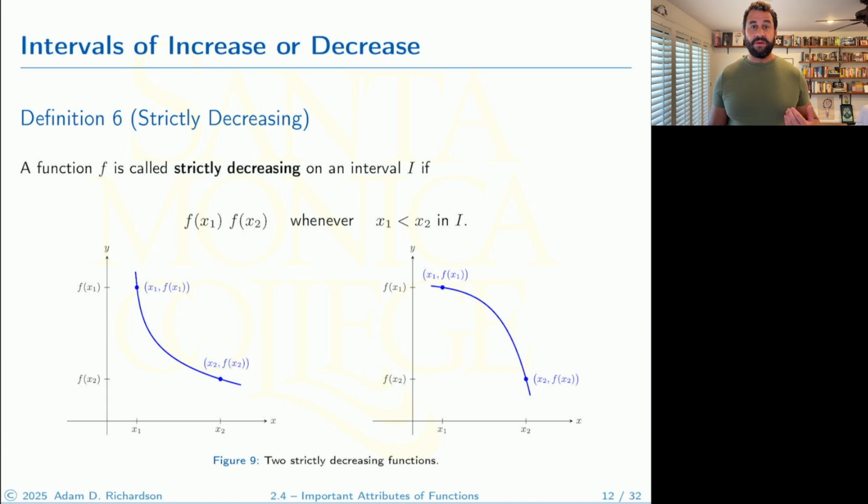Let's do the same thing, but for decreasing functions. So a function is called strictly decreasing if, oh no, there's a typo right here. Too many typos. I'll fix that after I record this. If f of x1 is strictly greater than f of x2 whenever x1 is less than x2 in that interval. So here are two examples, right?